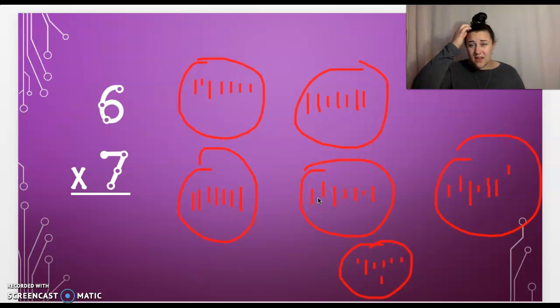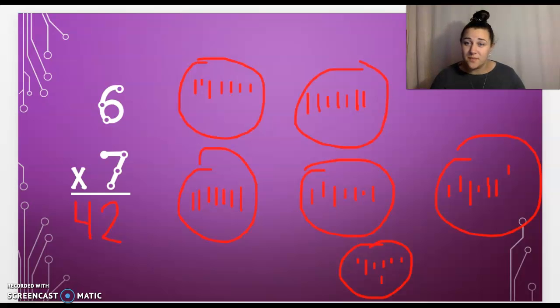Awesome. So now that I have 7 in each group, I can skip count by 7 to find my answer. Remember, you could count up all these lines, but that would take a while, right, friends? And we're trying to practice our skip counting here. So let's skip count by 7 because I have 7 in each group. So this is 7, 14, 21, 28, 35, 42. So 6 times 7 equals 42.